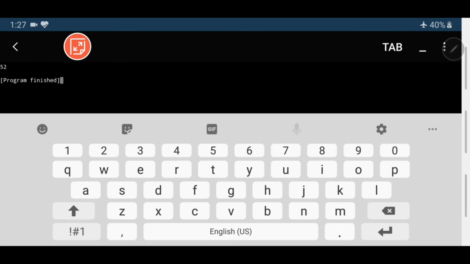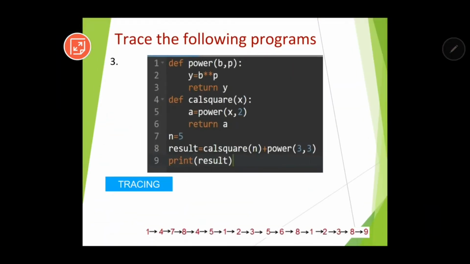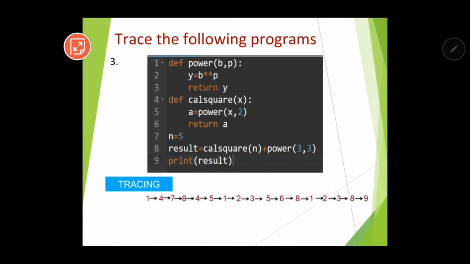Okay, I hope tracing programs is clear. So if you have to write it, this is our tracing part, and then if you are asked to find out the output also, then below you will write the output in the following form. Okay, so that's all about the tracing of programs related to functions.